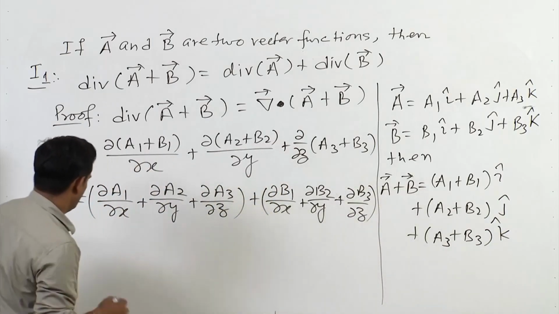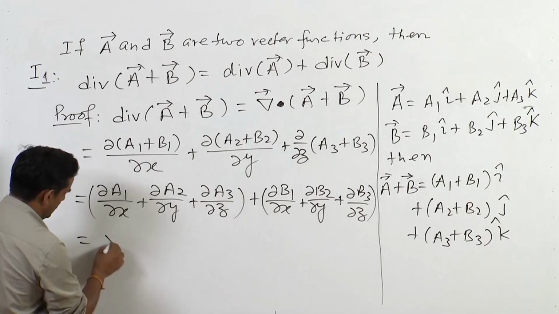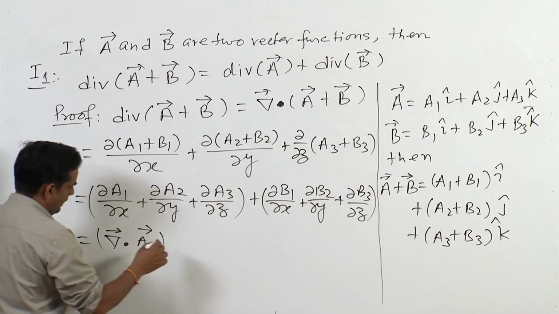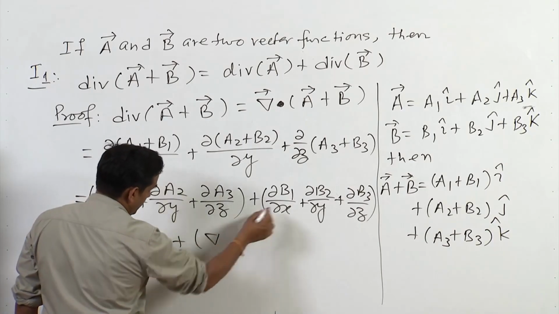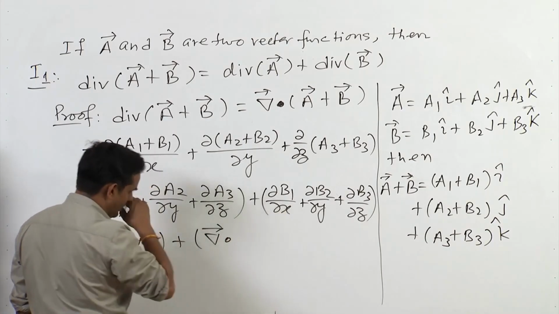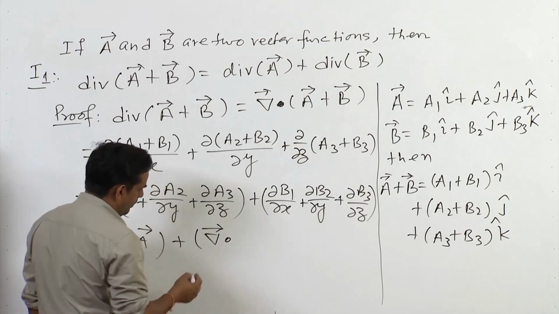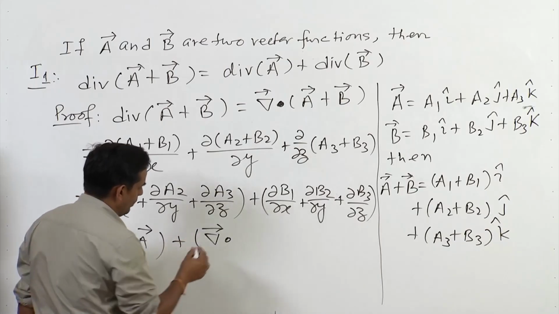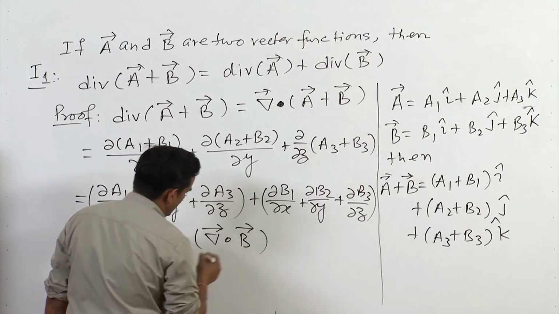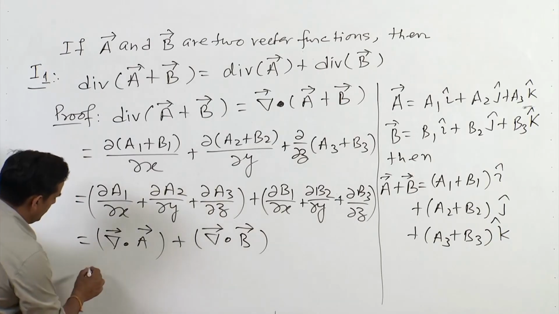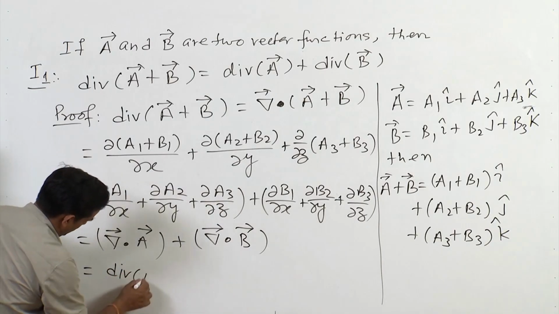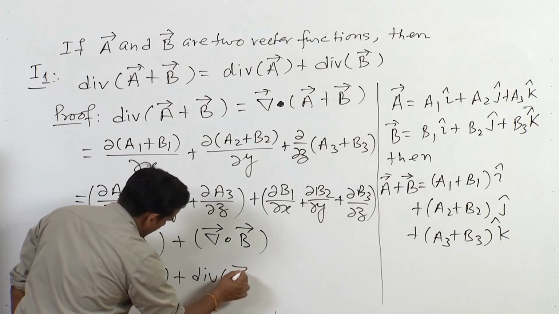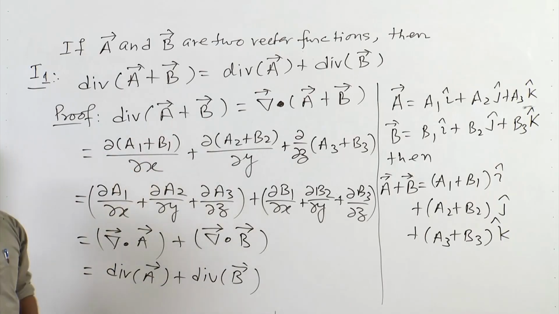And this is nothing but the dot product of del operator with vector function A, plus the second round bracket, which is the dot product of del operator with vector function B. And this is divergence A plus divergence B. This is what we needed to prove.